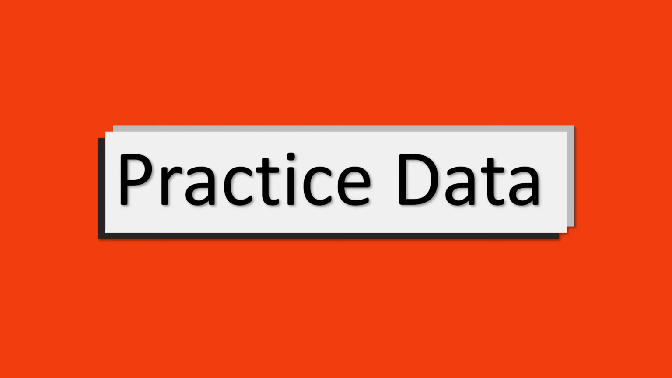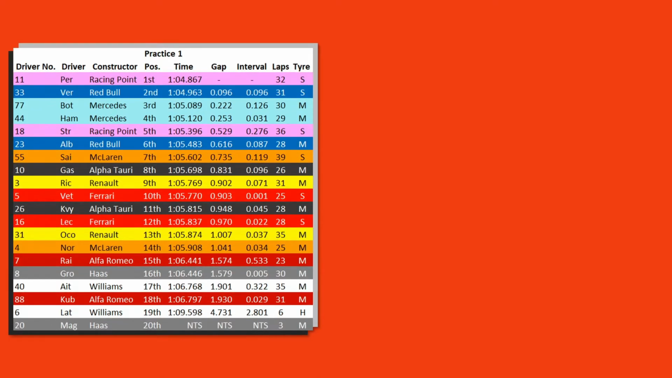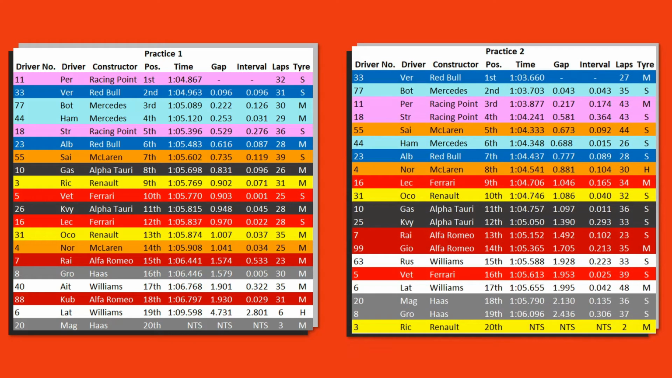Now, for the Styrian Grand Prix, practice 3 was postponed due to the heavy rain. So we have the results for practice 1, which was topped by Sergio Perez from Max Verstappen and Valtteri Bottas and Lewis Hamilton. And then, of course, we have the results for practice 2, which this time was topped by Max Verstappen from Valtteri Bottas, the 2 racing points, Sainz and Hamilton.